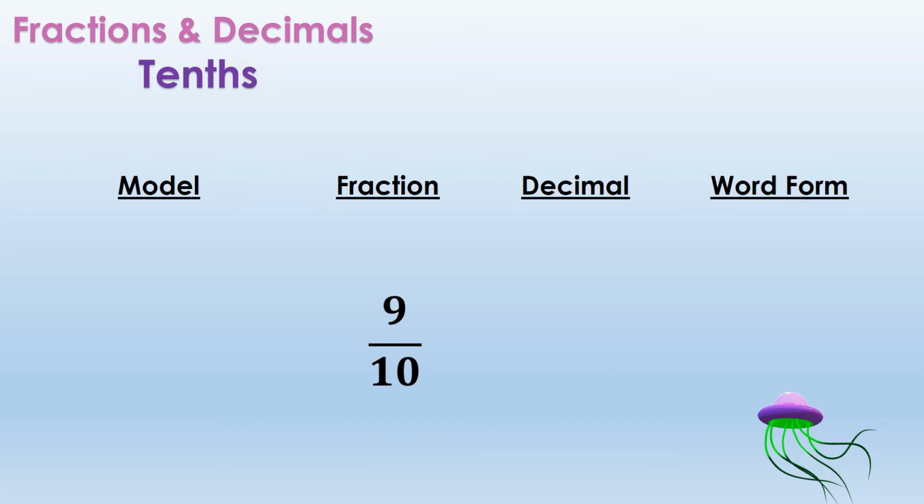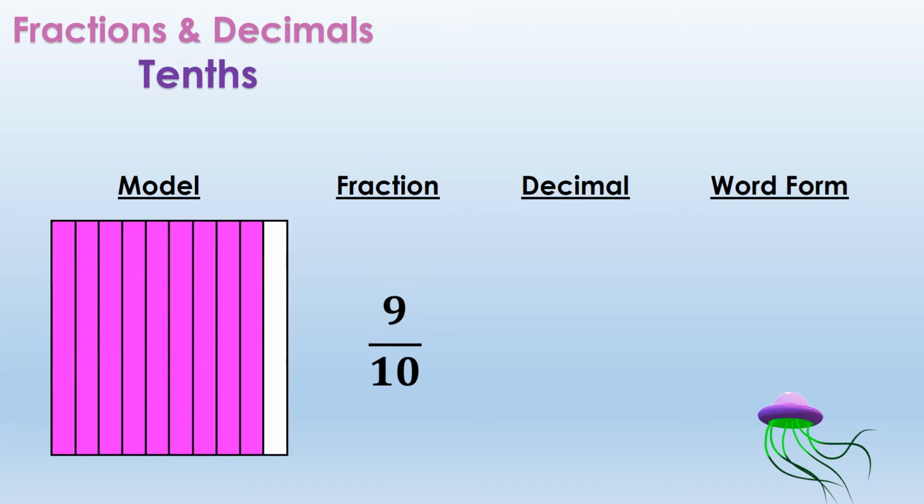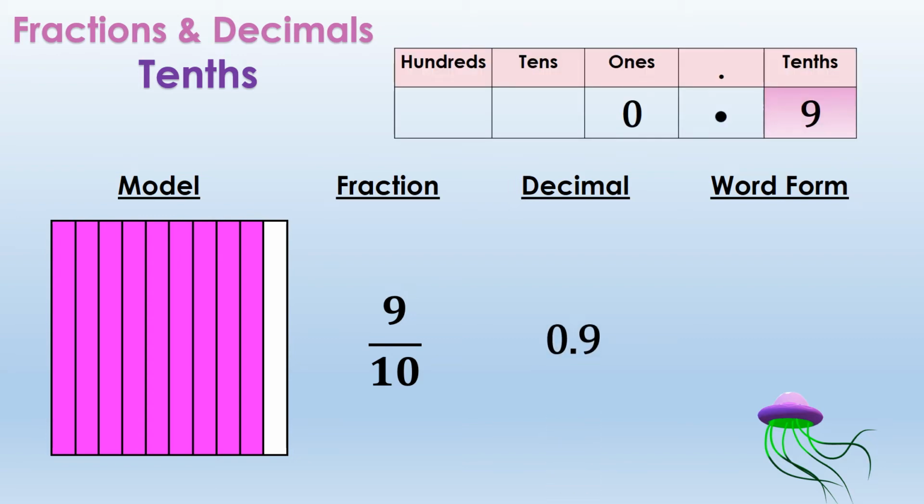Now if you notice, we're getting closer to that one whole filled. I still have 9/10. So if you notice in my model, I'm going to have 9 shaded out of a total of 10. Now everything up to this point has been pretty repetitive. It's been the same, where I have 0 in my ones place, then my decimal, and I put my 9 in my tenths place value, because I know it's part of a whole. I have 9/10.